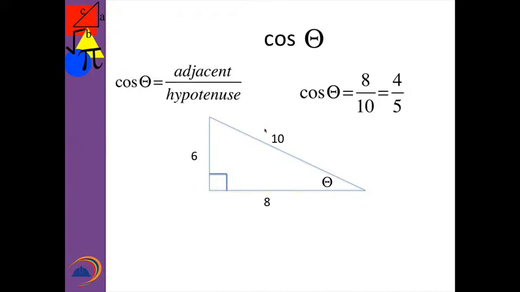Cosine is adjacent over hypotenuse. Again, I'm using the same right triangle, and across from the right angle is 10. That's the hypotenuse. The side that helps make up the angle is 8. So here I just substitute in the adjacent side is 8, the hypotenuse is 10, and I simplify. So for this particular angle theta, the cosine is 4/5.